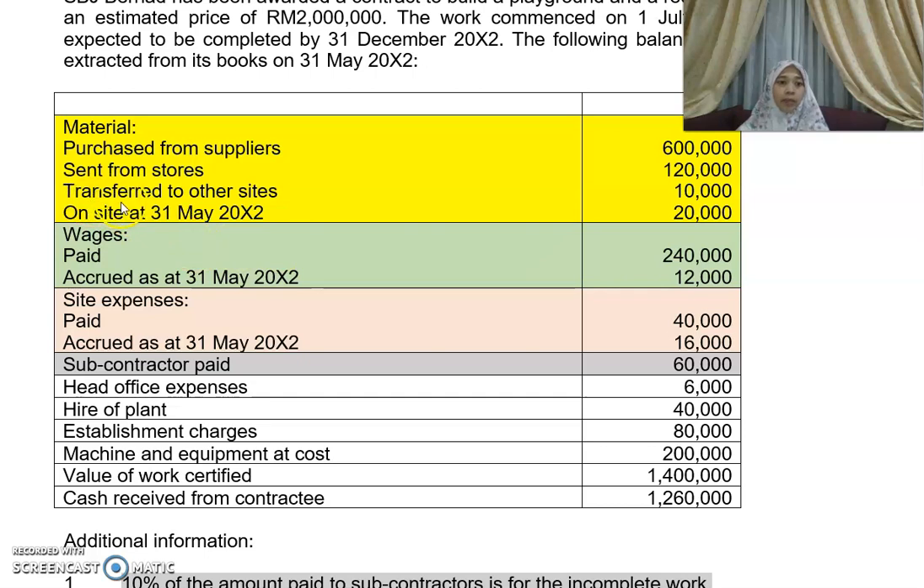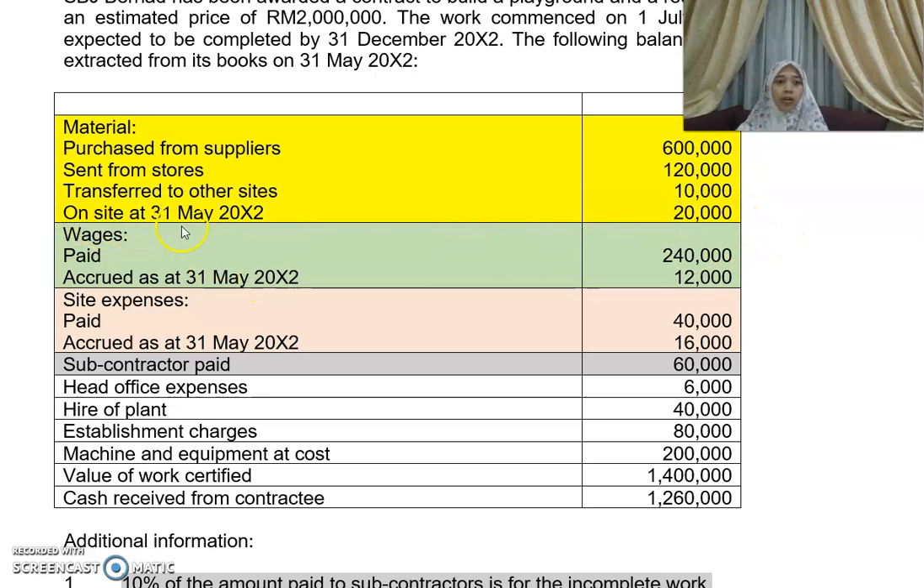Next, you have item number 3 that is transferred to other sites. That means from this particular site, you transfer to another site. If, let's say, this site is in Segamat, then you transfer to some other place, for example, to Shah Alam. So you are taking it out of this particular site, which means you have to credit this account with 10,000.